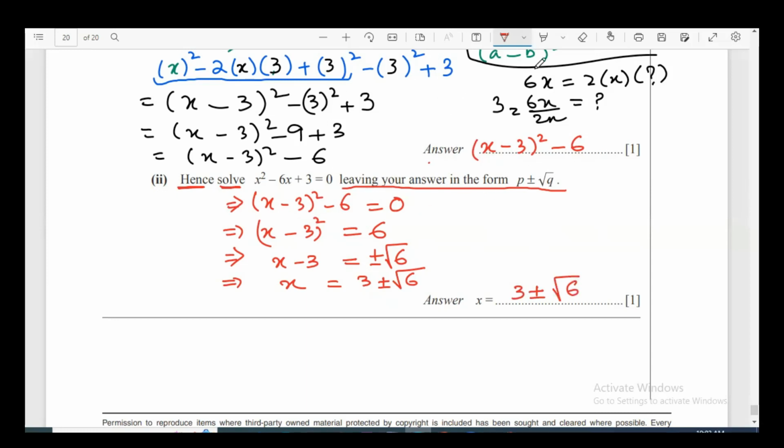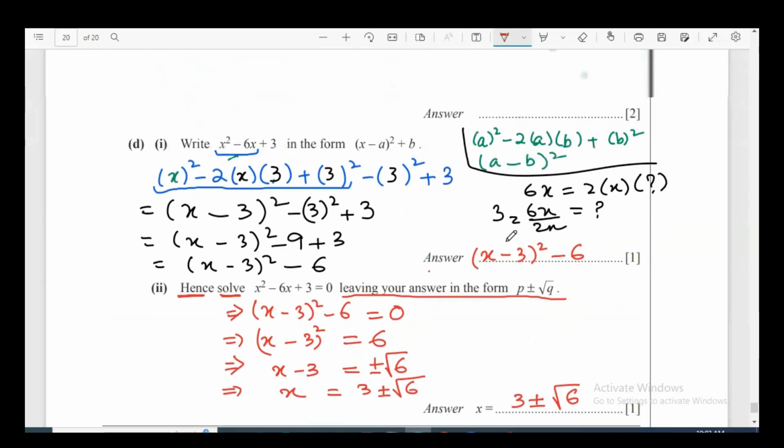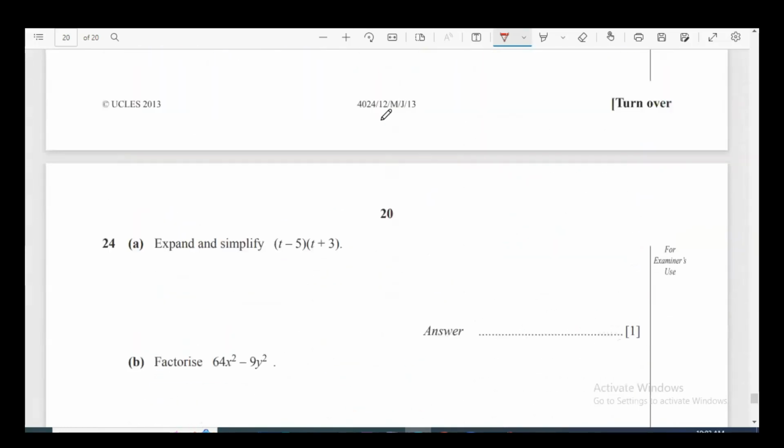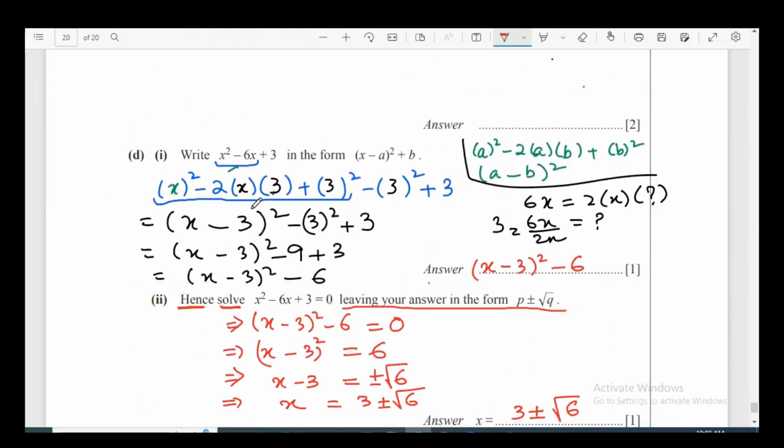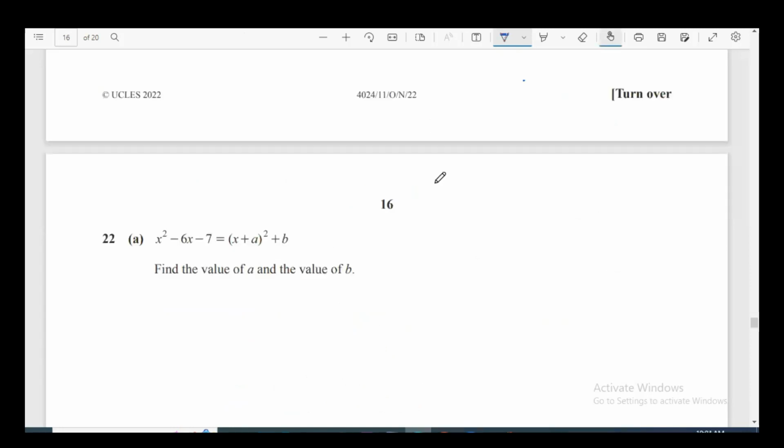Now we did summer 2019, O level 4024, paper 1, variant 2, summer 2013, question number 24 of part D, part 1 and part 2. I have explained these, and now the last paper is winter 2022, October/November 2022, question number 22, part A. In this part, given is x square minus 6x minus 7 equal to (x plus a) whole square plus b, and find the value of a and the value of b.